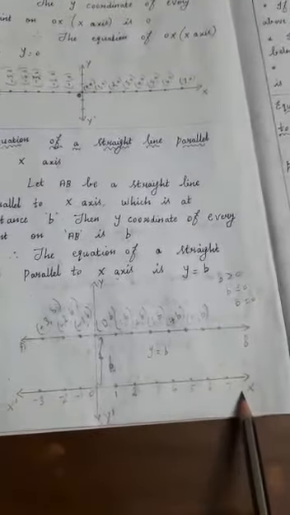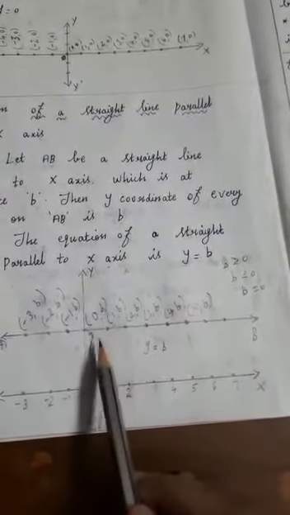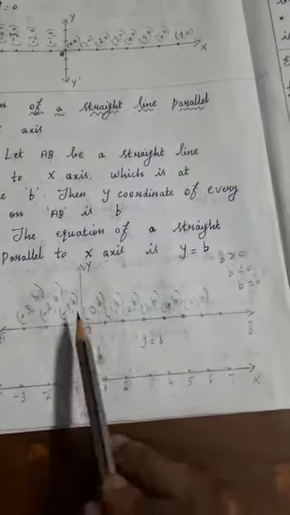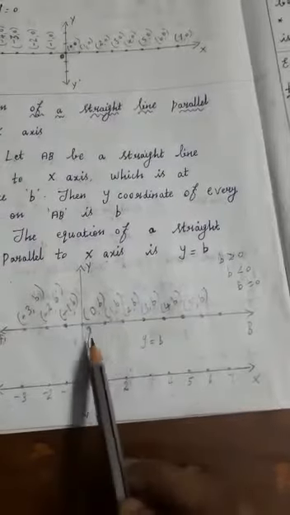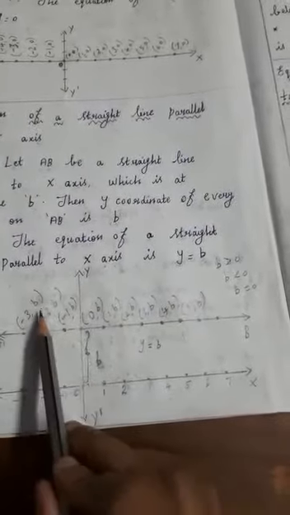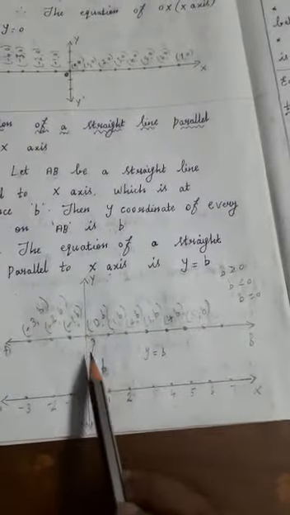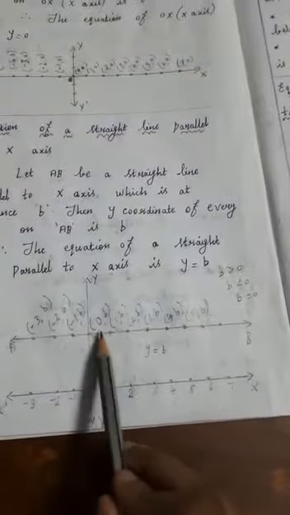So how will you plot these points? Along the x-axis, all the points you have to write. 0 comma b, because the y coordinate of every point will be b only, because this distance we have taken is b only. So every point will have y coordinate b only. Okay, so how will you plot these points? 0 comma b, that point.